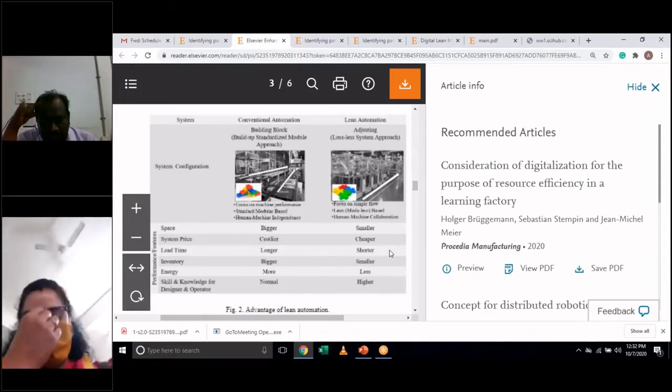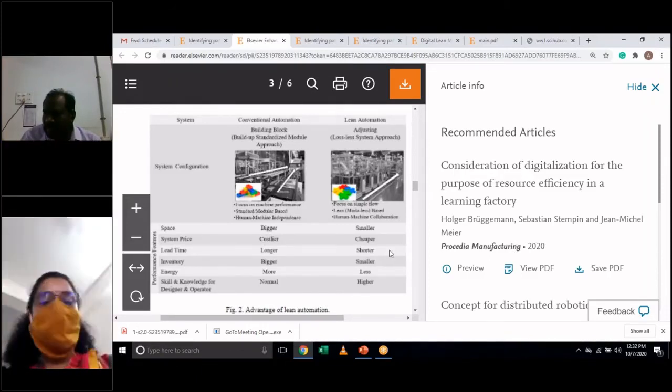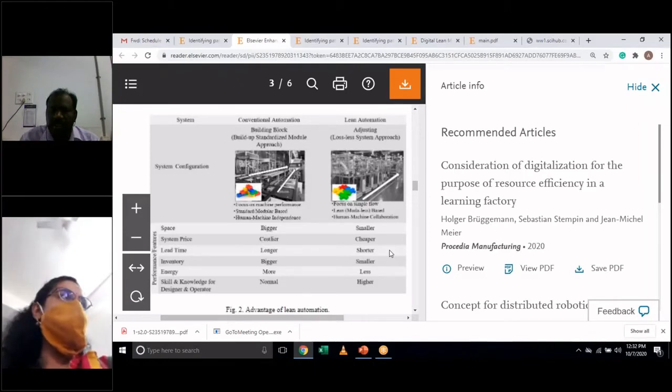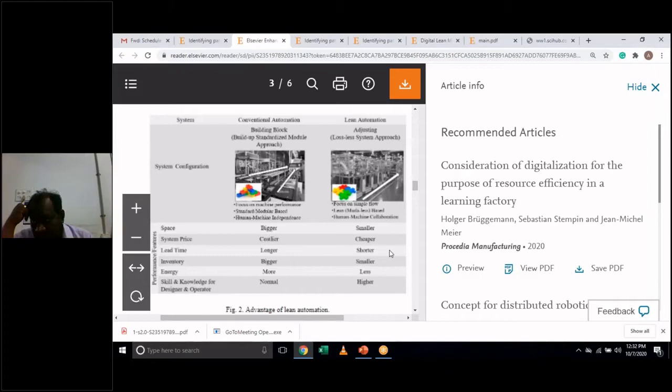ABC analysis. It is a classification of inventory on the basis of annual usage. So we categorize on the basis of that within a system. Okay. Can you give an example?